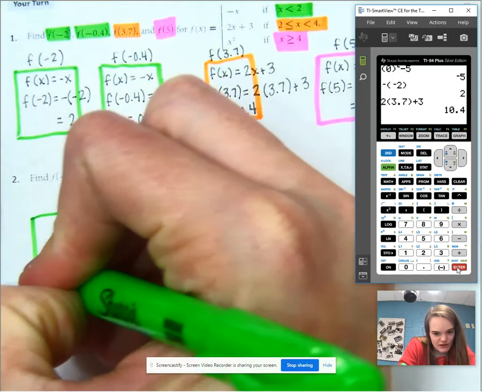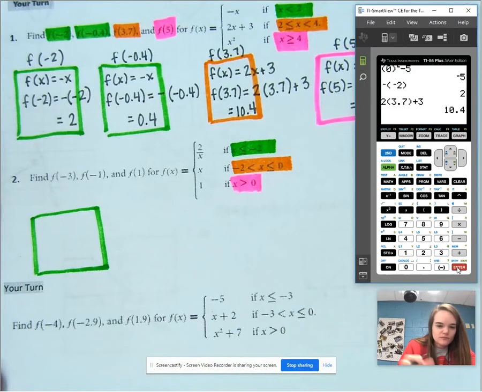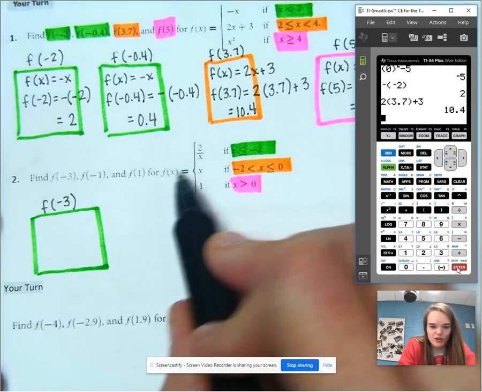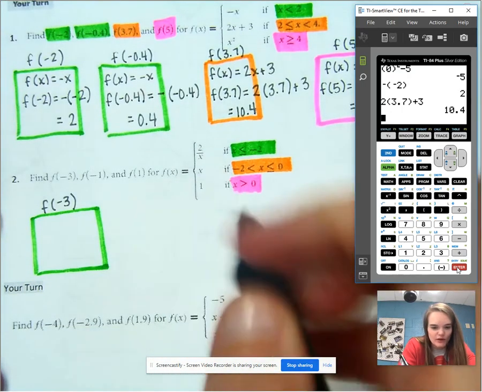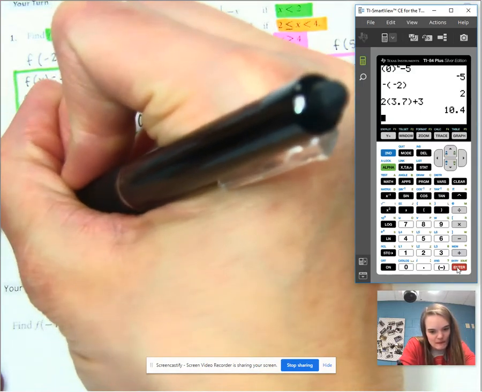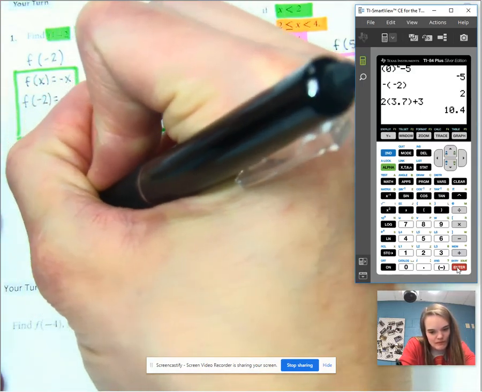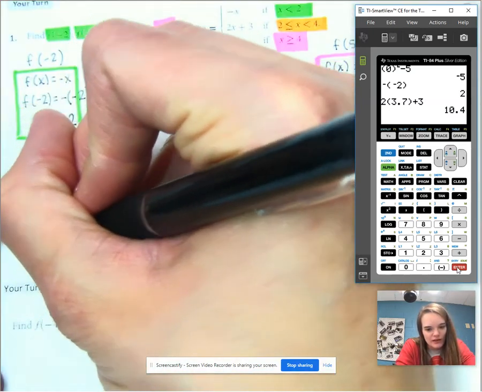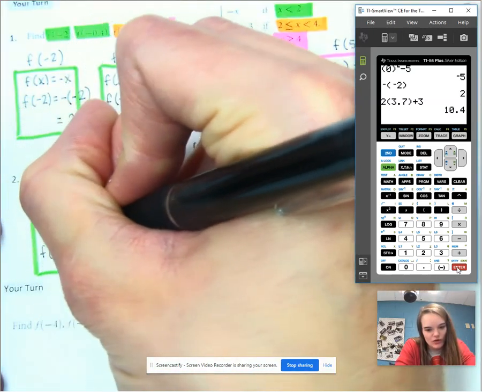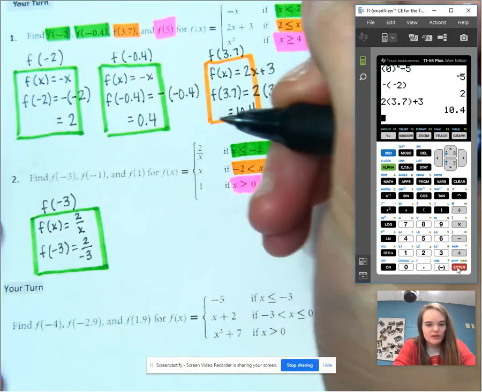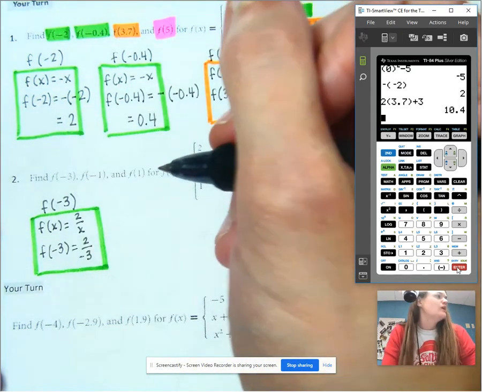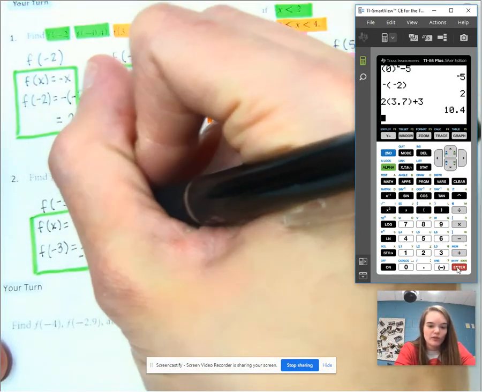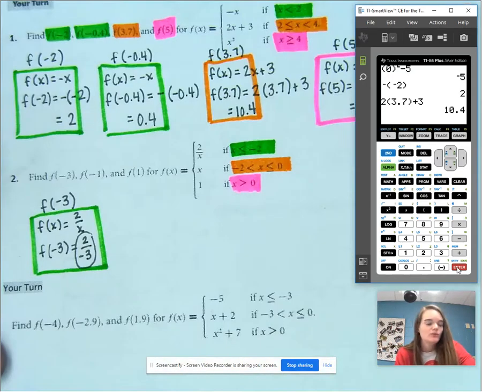So for f of negative 3, we are going to use f of x equals 2 divided by x. So we will plug in a negative 3. f of negative 3 equals 2 over negative 3. By the way, when we divide 2 by negative 3, we get a decimal, and we don't want a decimal, we want this fraction. Leave it as 2/3.